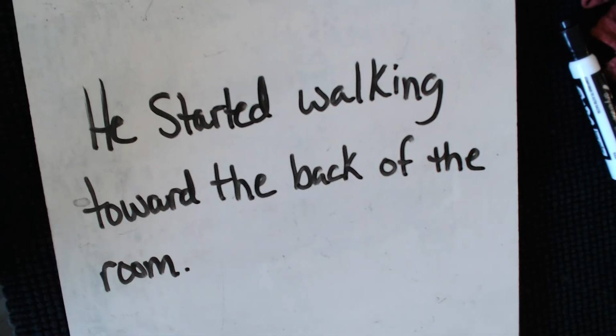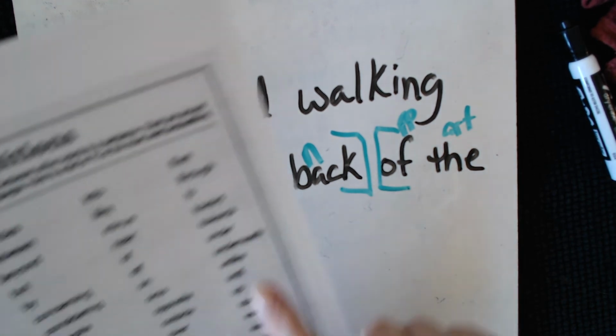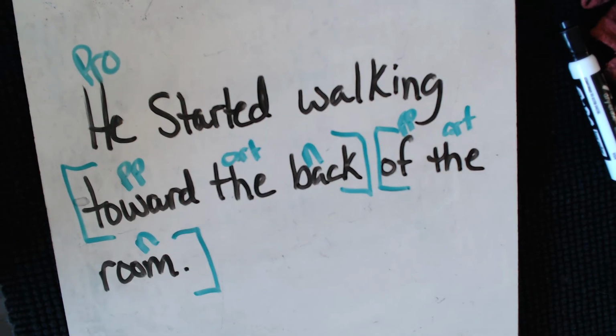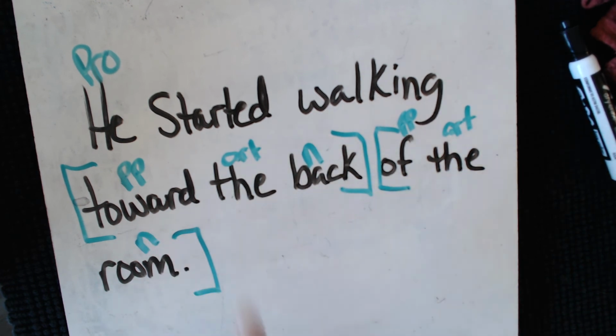So I want you to take a minute, pause the video, and copy down this sentence: He started walking toward the back of the room. See if you can find the prepositional phrases. Remember to bracket them first and label them. So pause the video. All right, let's see how you did. First of all, you should have found two prepositional phrases. Toward is right on your list, right there in the T's. Toward the back is a place, so that's going to be your noun. Toward was your preposition. You've got an article in the middle.